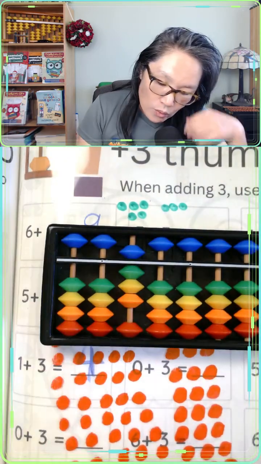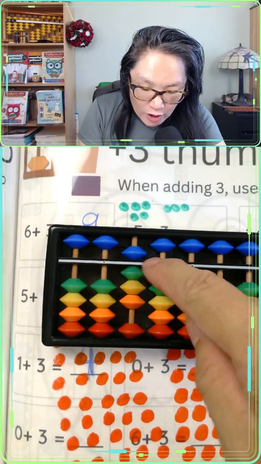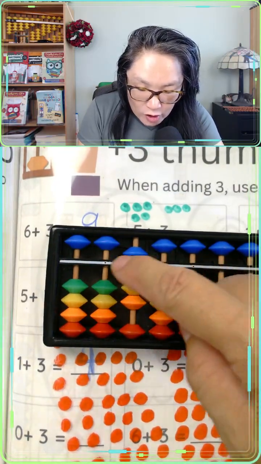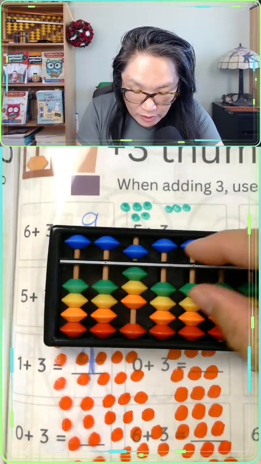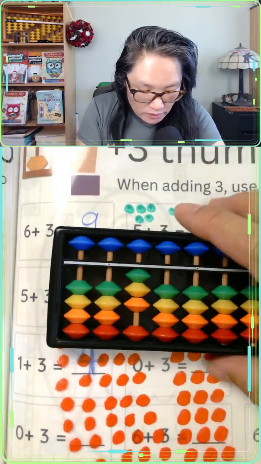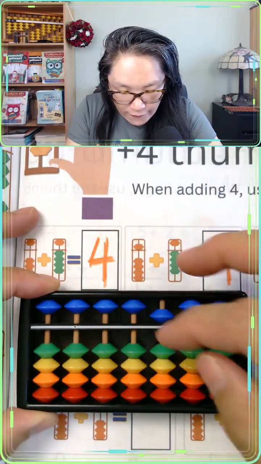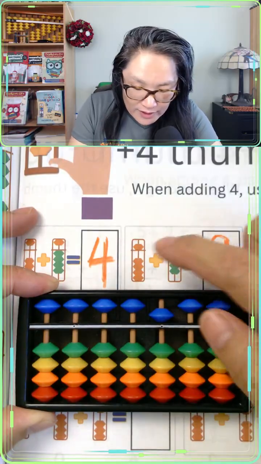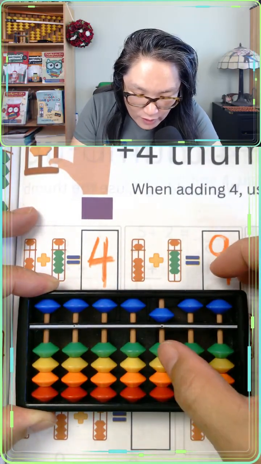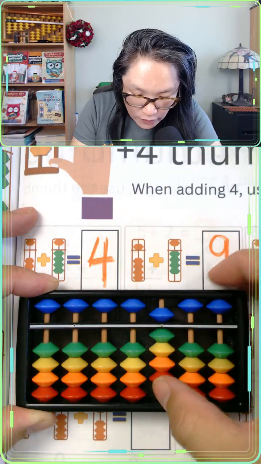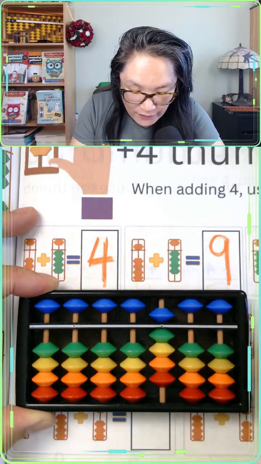What we're doing is understanding that every column is a place value. Every column shows me the number. So this is 800. The next number is 4. We have 4 on the abacus. We have 5 on the abacus. I want to add 4. To add the 4, it's these 4 beads. 1, 2, 3, 4. And my final answer is 9.